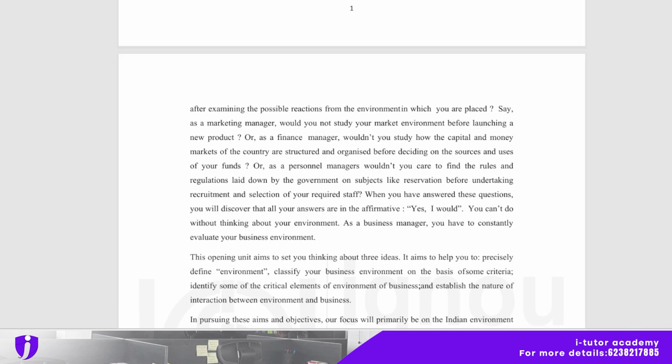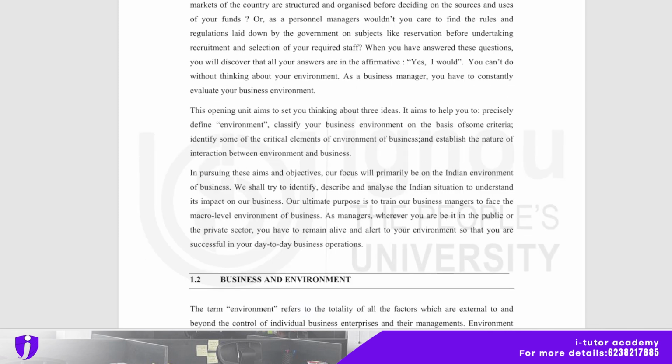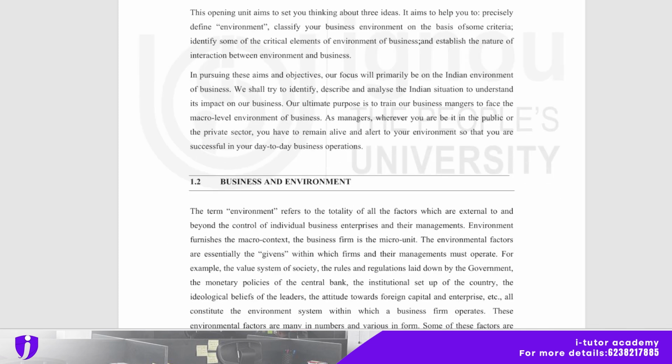As a business manager, you have to constantly evaluate your business environment. This opening unit aims to set you thinking about 3 ideas. It aims to help you to precisely define environment, classify your business environment on the basis of some criteria, identify some of the critical elements of the environment of business, and establish the nature of interaction between environment and business. In pursuing these aims and objectives, our focus will primarily be on the Indian environment of business. We shall try to identify, describe, and analyze India's situation to understand its impact on our business. Our ultimate purpose is to train our business managers to face the macro level environment of business. As managers, be it in the public or private sector, you have to remain alive and alert to your environment so that you are successful in your day-to-day business operations.